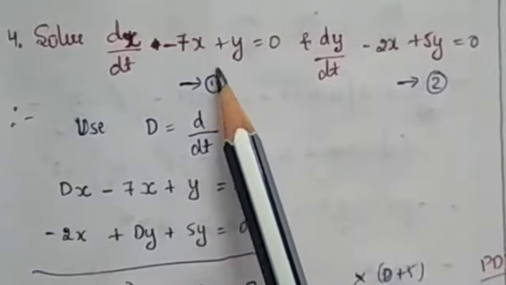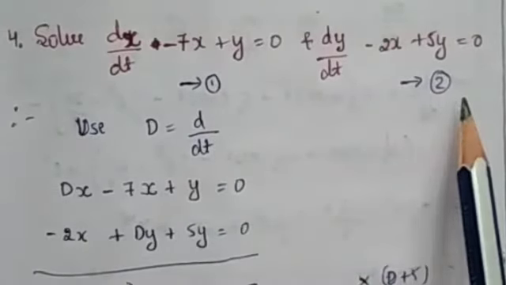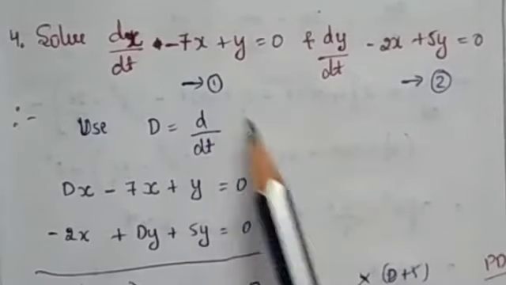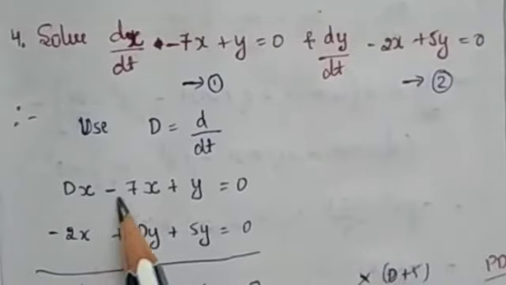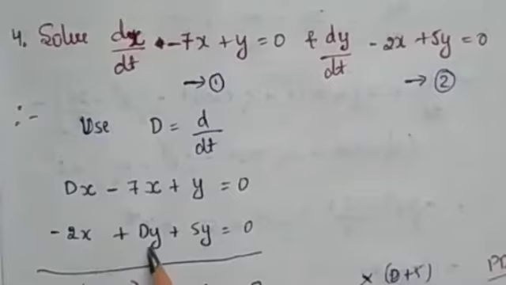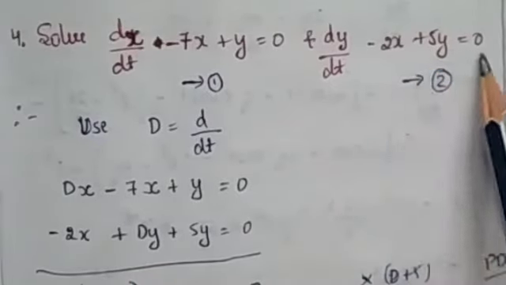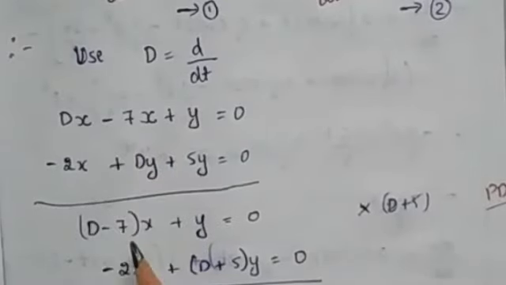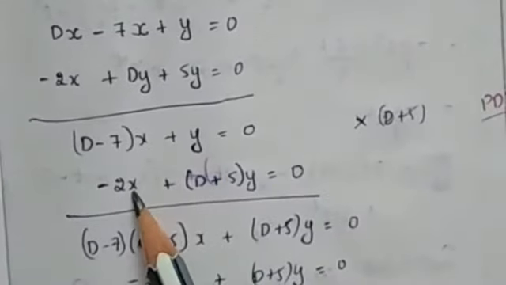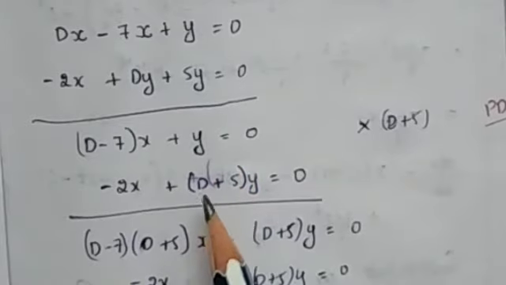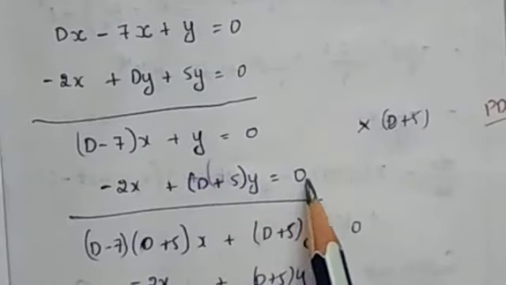Consider these equations as equation 1 and equation 2. Use capital D, which is equal to d by dt. Then these equations can be written as (D minus 7)x plus y equals 0, and minus 2x plus (D plus 5)y equals 0. Taking x as a common factor, you get (D minus 7) into x plus y is equal to 0. Minus 2x plus, taking y as common factor, you get (D plus 5) into y which is equal to 0.